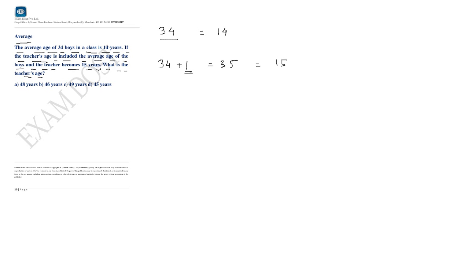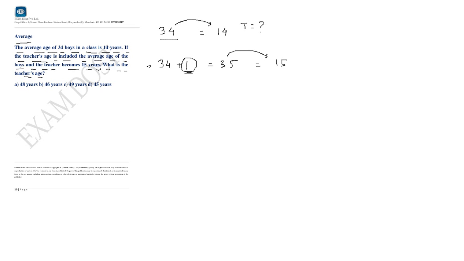So the question very clearly says that the average of 34 people is 14 and the average of 35 people is 15. And the question is asking the teacher's age. The teacher is this additional person which we have added in the second case.